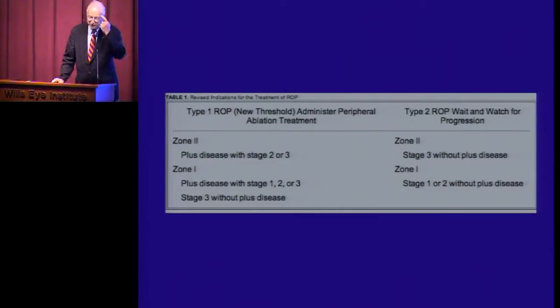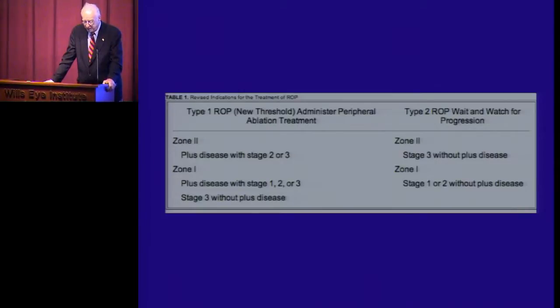This is the new classification with the early treatment retinopathy of prematurity study. Used to be that threshold was when you had 5 contiguous hours of stage 3 plus disease, or 8 interrupted hours of stage 3 and plus disease, you treated. But under the new type 1, type 2, you can see what the indications for treatment are.